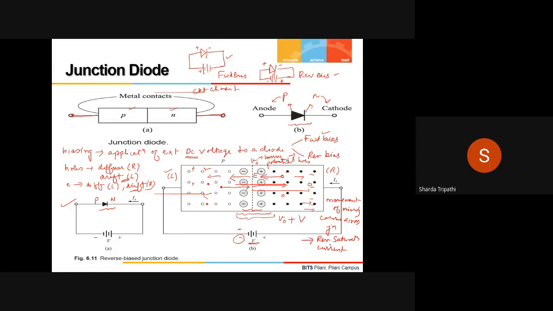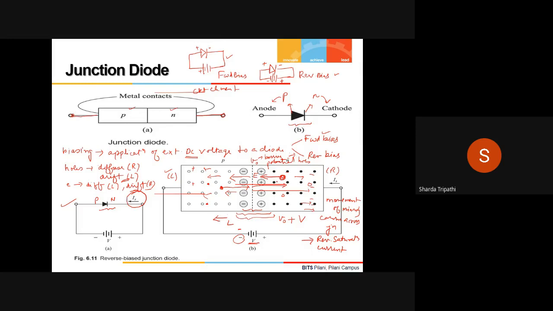And what will be the direction of this reverse saturation current? We have holes over here and holes are moving towards the left, so the hole current is towards the left. We have electrons over here and electrons are moving towards the right, so due to the flow of electrons also, the current will be towards the left. So the net reverse saturation current which flows through this PN junction is towards the left. This is how it is shown over here in this circuit diagram.